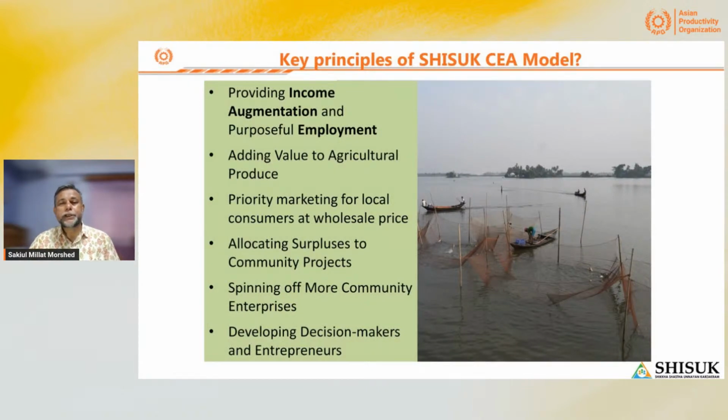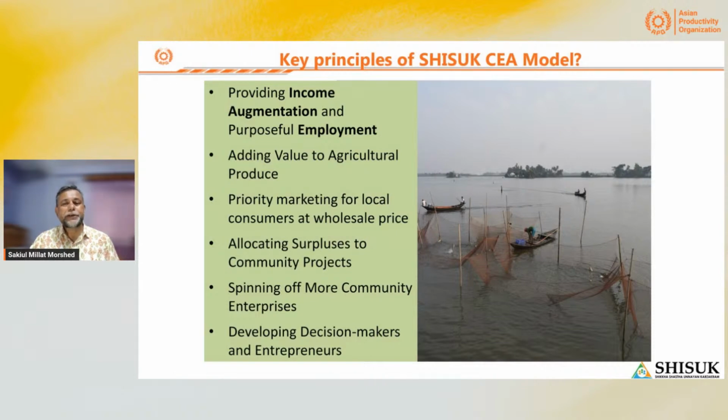Let me share the principles of our community enterprise. It is basically providing income augmentation. That is one of the basic principles: we need to improve and enhance our income, but at the same time create purposeful employment opportunities for the community. That is also one of our prime principles. And as this is an agriculture community, one principle is adding value to the agricultural product, with priority marketing for the local consumer at a wholesale price.